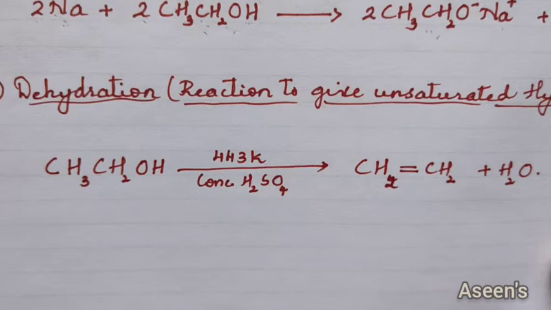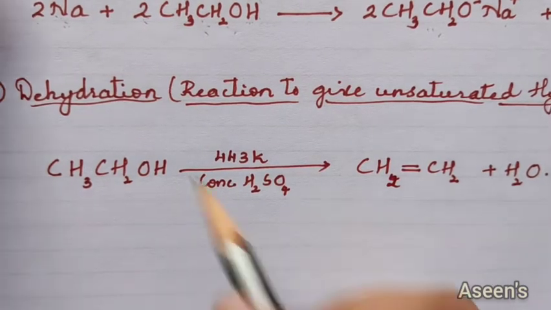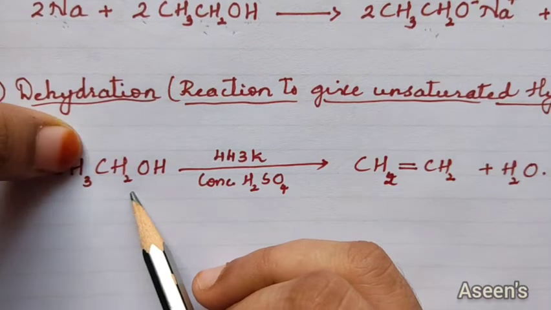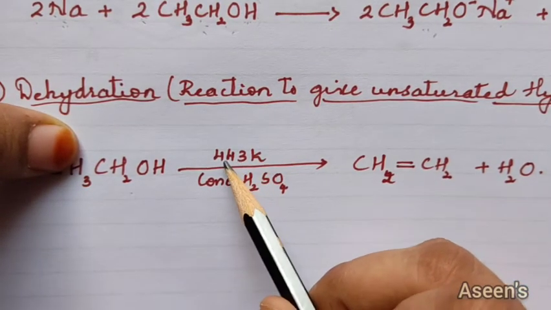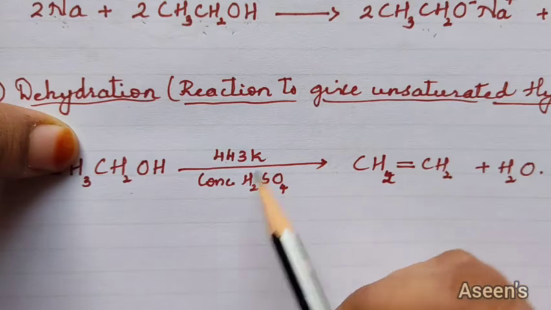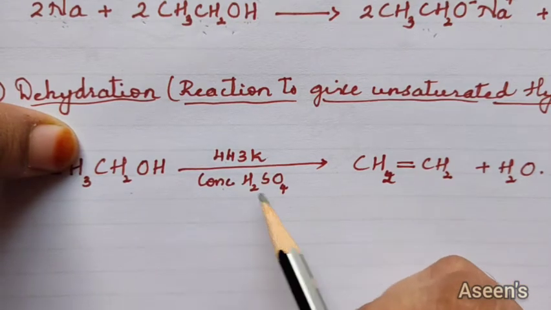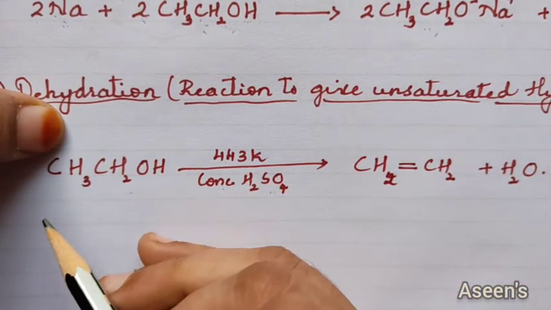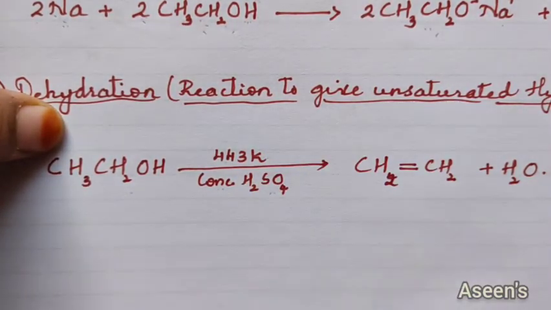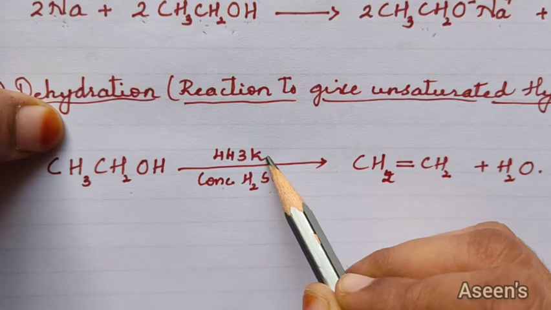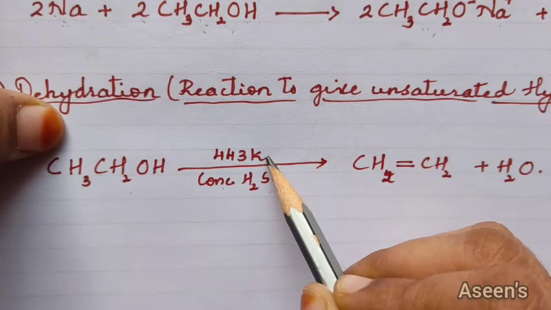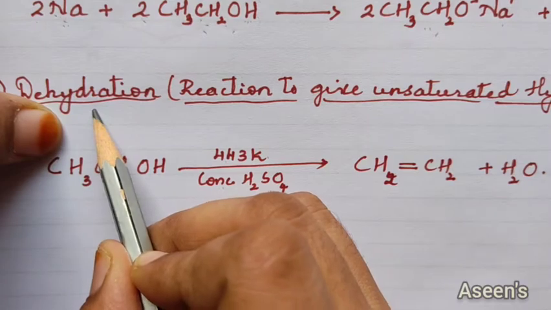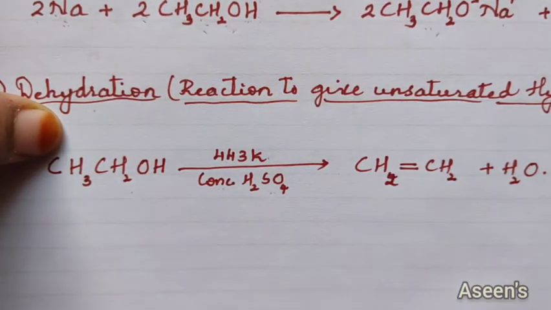The second one, reaction to give unsaturated hydrocarbon. Okay, it's in short a dehydration reaction. So what we are going to do is we are going to take ethanol. We are going to heat it at 443 Kelvin in the presence of excess of sulfuric acid. Concentrated sulfuric acid we are going to supply in excess, and the temperature is supposed to be maintained at 443 Kelvin. So what will happen here is, dehydration, a water molecule is going to come out.